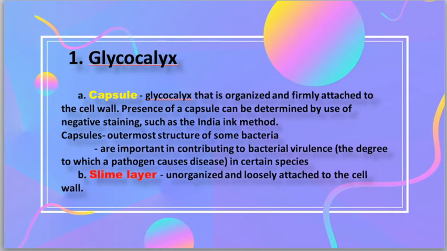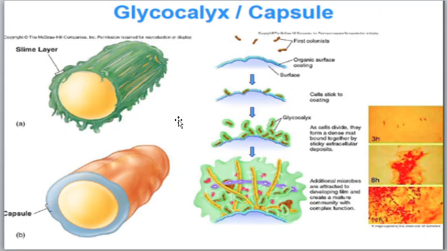Okay? Now, you have another type of glycocalyx, the slime layer. Okay? So, it is unorganized and loosely attached to the cell wall. Unorganized siya. Yan. So, loosely attached. So, hindi siya solid. So, slime layer siya. Yan yung pinagkaiba nila, class. You just take note of that. So, this is the example of the appearance of a slime layer and a capsule layer. Okay? Pag slime layer, ganito siya. Pag capsule solid, napakatigas. Okay?